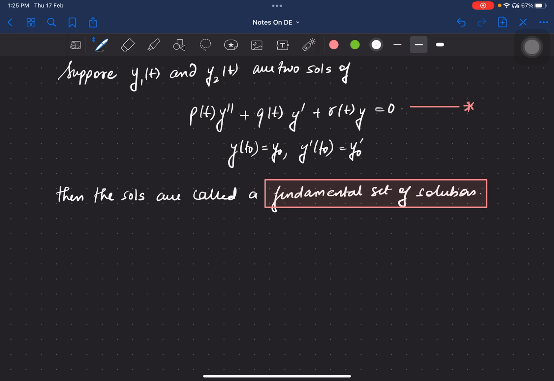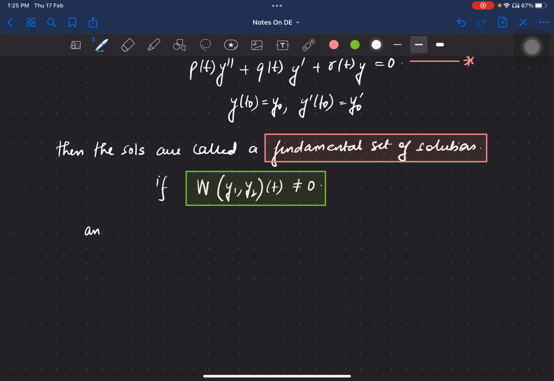If the Wronskian of y1 and y2 is not equal to 0. So this is the condition. Okay, and the general solution, this you know already. The general solution is given by y of t equal to c1 y1 of t plus c2 y2 of t. C1 and C2 are constants.